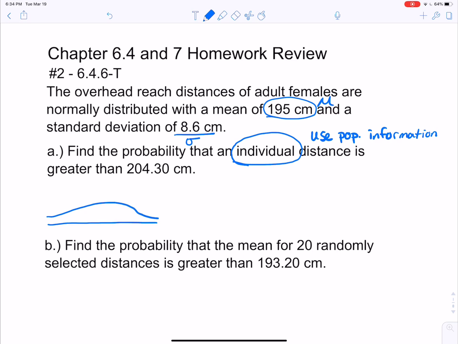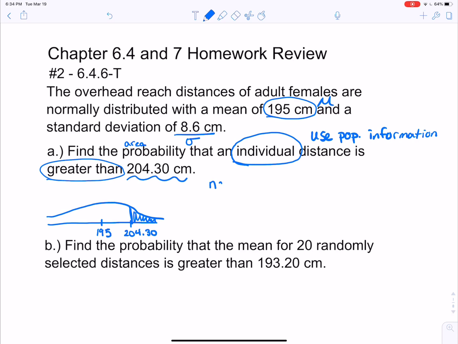So I always sketch out my normal distribution first. That mean was 195. We're looking for an individual distance that's greater than 204.30 centimeters. 204 is definitely bigger than 195. And then because they're asking me for a probability, they're really asking me for an area. Remember, area, probability, and percent are all the same thing. And we want the probability that it's greater than this amount. So that means we want the area above or to the right.